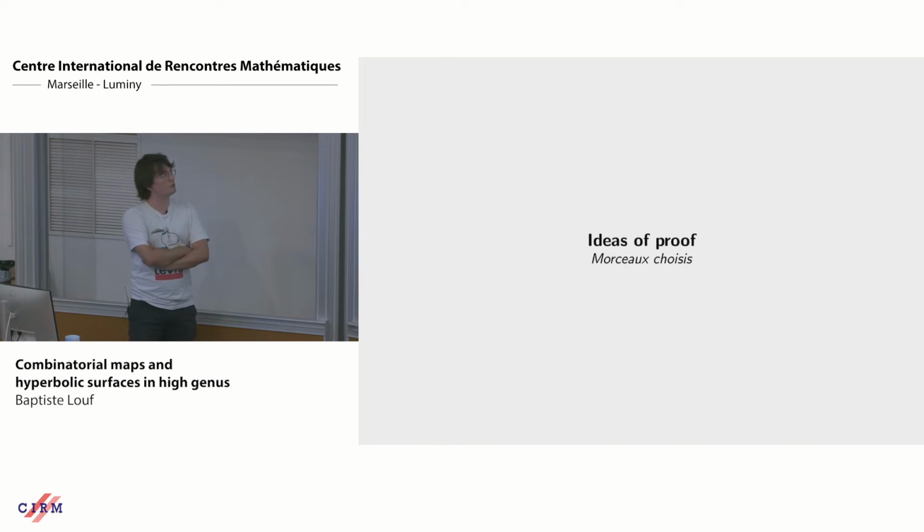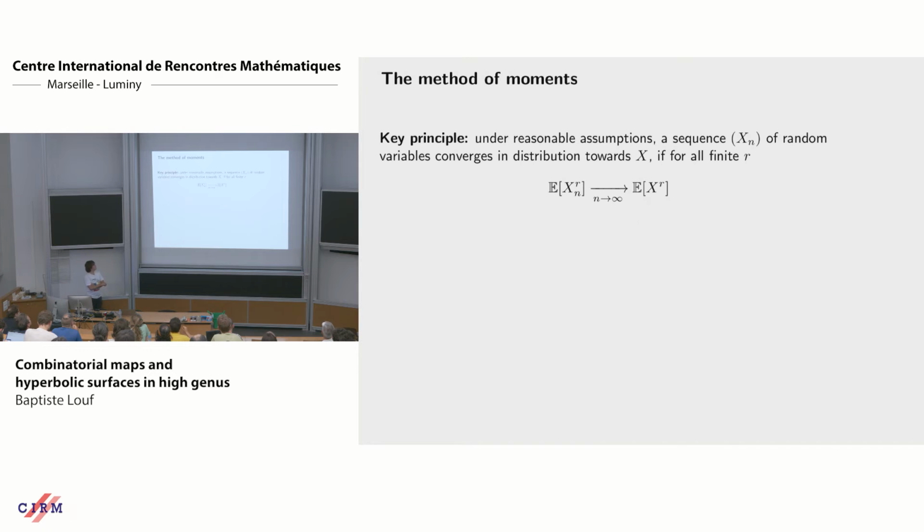So I'm going to just tell you a little bit about the proof, how it goes, both the theorem of Bram and Mirzakhani, and also ours. So this is going to be very low level. The key principle is the method of moments. I guess most of you know about it. If you have, under some reasonable assumptions, a sequence of random variables, and all the finite moments converge to the moments of a given random variable, then Xn converges in distribution toward X. Again, this is under reasonable assumptions. I'm not getting into that.